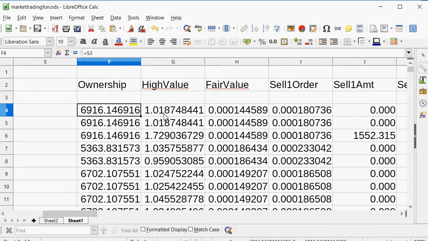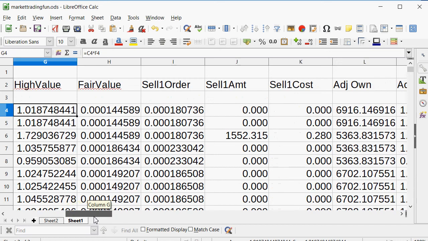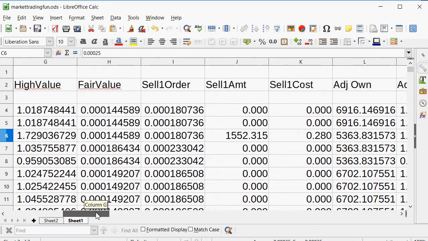High value. What does high value mean? Well, it takes this number, which is the ownership, and multiplies it by the high. So therefore, at that time, your portfolio was worth 1.01. So on this day here, when it was worth 1.72, that means the market, we can see, closed at 1917 but had a high of 2,500. So therefore, there was selling involved.